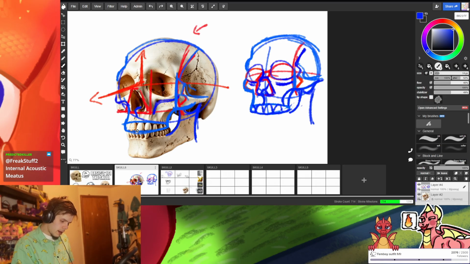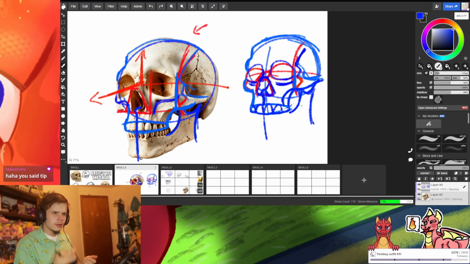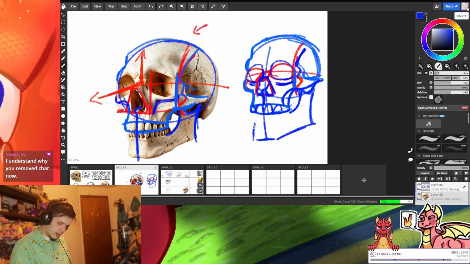So, you remember this part right here? Do you notice how the tip right here coincidentally lines up with the tip, the middle of the chin? Let's just start drawing that in then. Once again, remember, no straight lines. You can always use curved lines or whatever you gotta do.